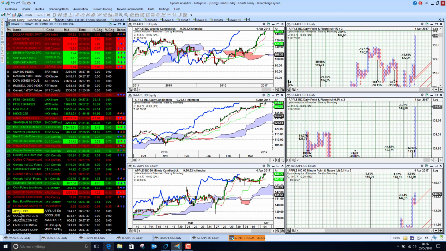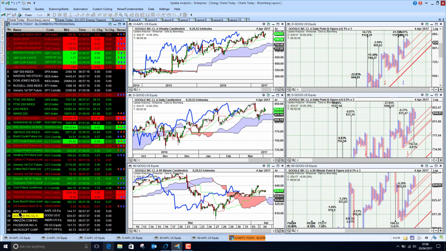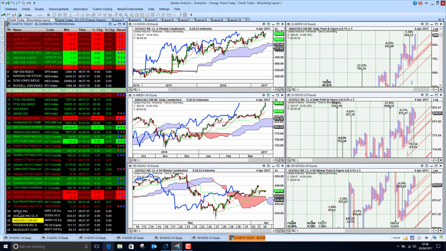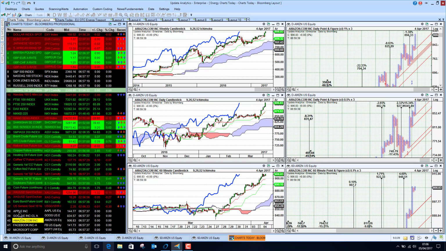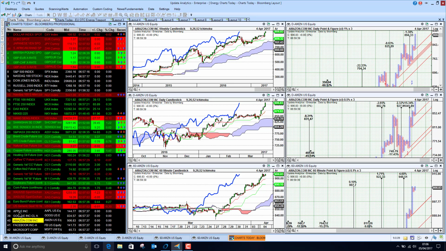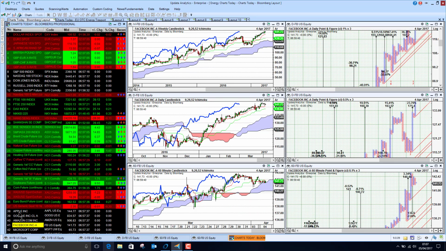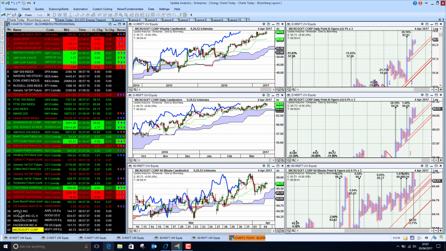Last of all, look at some tech. Apple still looks amazingly bullish. Google back above the cloud and bullish. Amazon just running and going mad, bullish on all three time frames. New all-time highs there. Facebook just pulling back a little bit. Microsoft still bullish above the cloud on all three time frames.